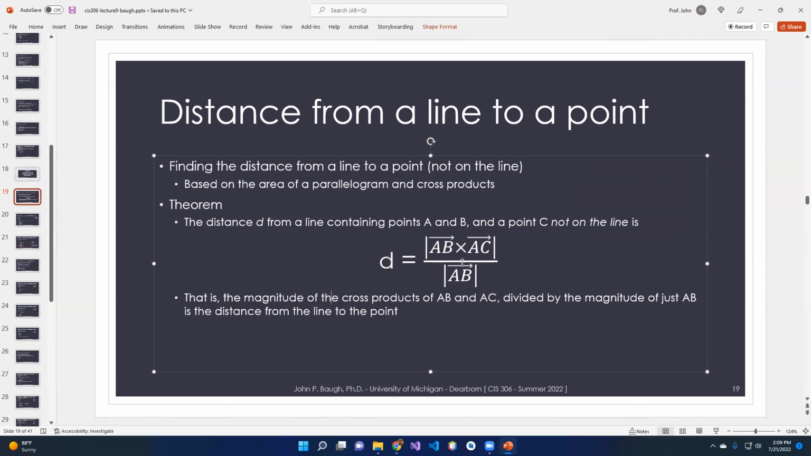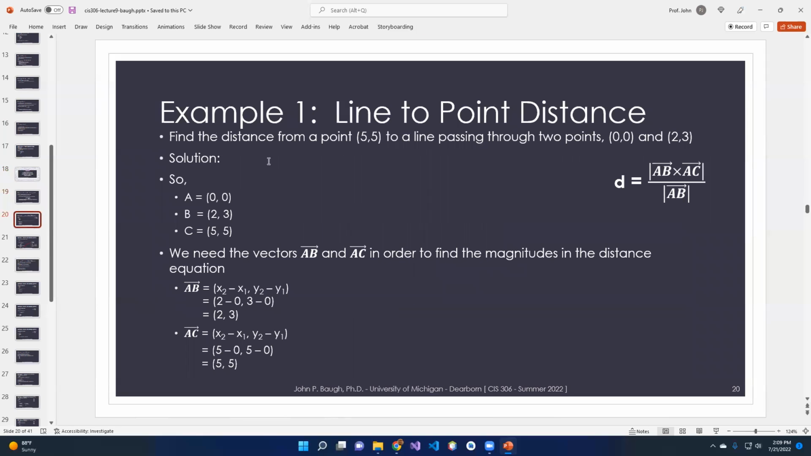And in order to find that distance from a point C to the line AB, which is the line itself, the C being the point that's not on the line, that vector. So the magnitude of the cross product of AB and AC, over just the magnitude of vector AB, which are the component points of the line, is how we calculate the distance to a point. So there's actually multiple steps.